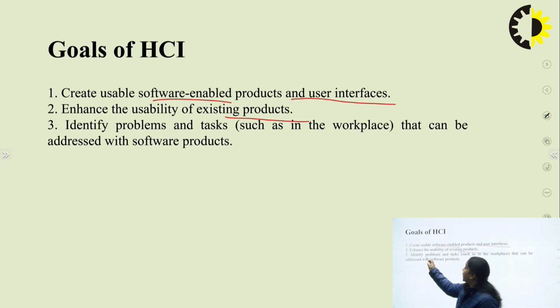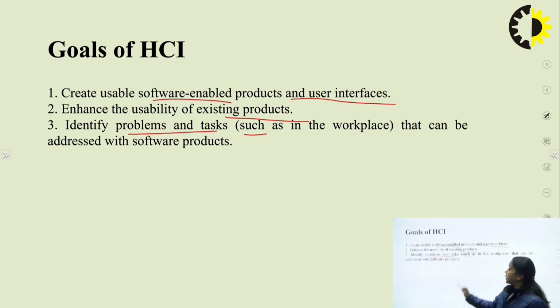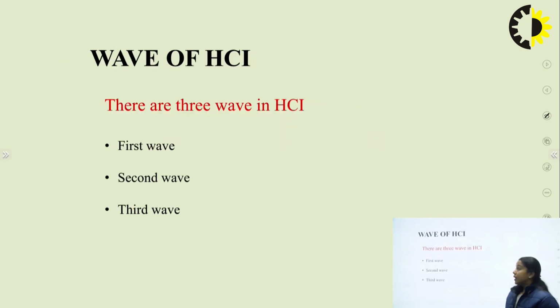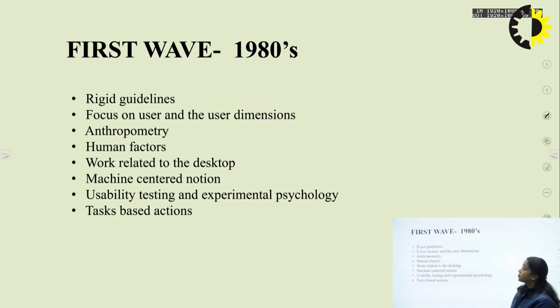Third is to identify the problems and the tasks, such as in the workplace, that can be addressed with the software product. We need to identify the problems and the tasks that need to be performed to resolve that problem; that is the goal of the SCI. Now there are three waves of SCI. We will discuss them one by one: first wave, second wave, and the third wave.